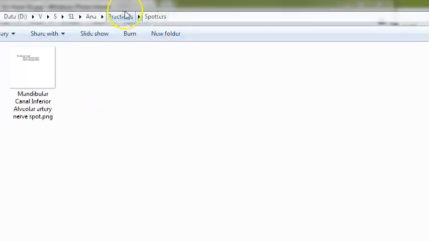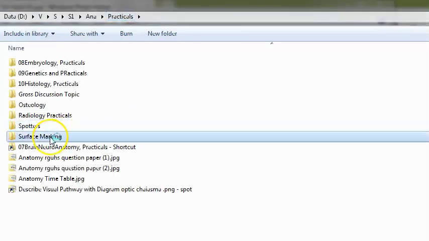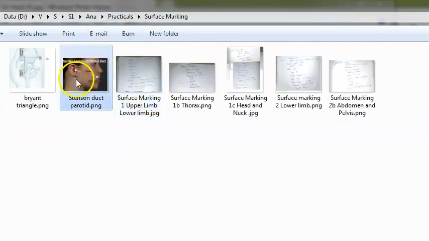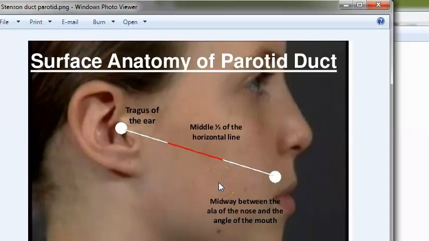Then what about spotters? Spotters, read from Chaurasia, guys. Chaurasia has spotters at the end of every book. I think he has given spotters. Read them. Okay. Coming to surface marking, you should know surface marking basically. It's kind of difficult to go into so many details of the measurements like centimeters and all. Main things you learn approximately, you learn first. Surface anatomy is also there in Chaurasia.